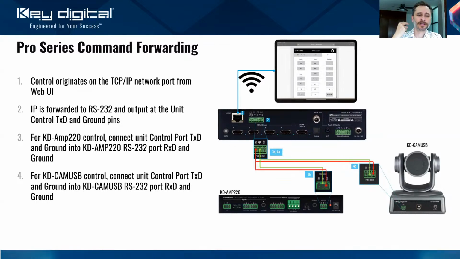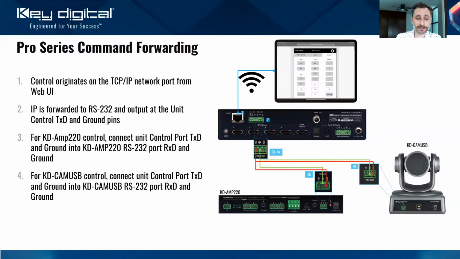Then step 2, the IP information is forwarded to the RS-232 output on the transmit and the ground pins. Yes, it is one directional only, okay? For AMP220 control, we connect the transmit and ground into the amplifier. For camera control to the camera, just as we had already shown.